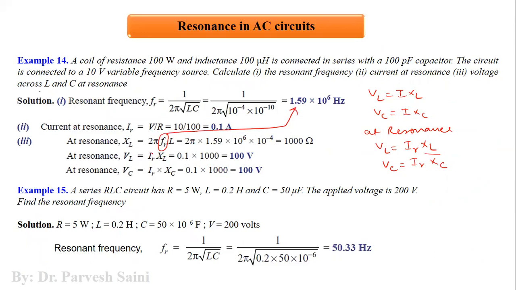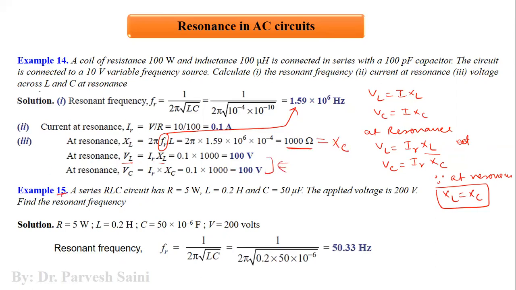Similarly, at resonance we know XL is equal to XC. So we can find out either of the two parameters. Either we can find out XL or we can find out XC. So at resonance, VL is equal to I times XL. XL is 1000 ohms, so it is also equal to XC at resonance, right? By putting the values here, we have got the answer.